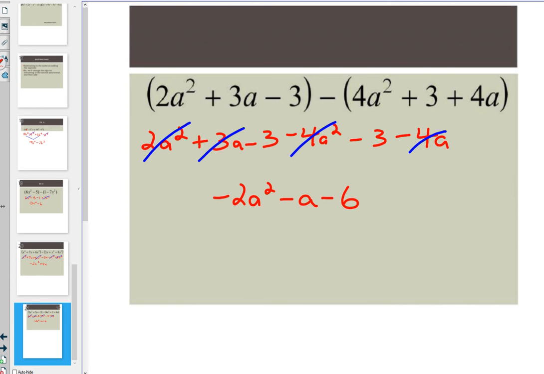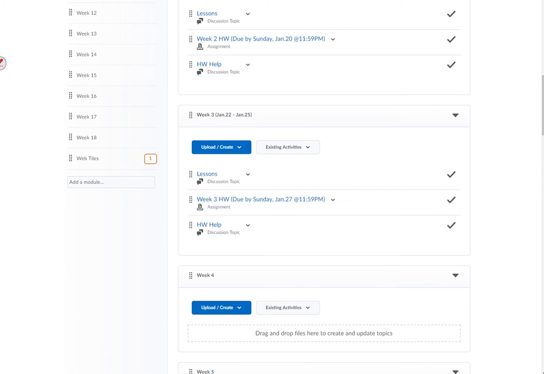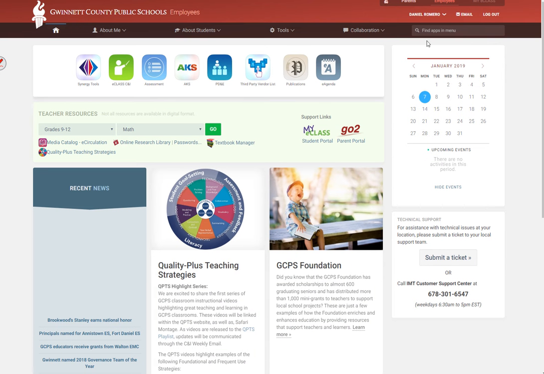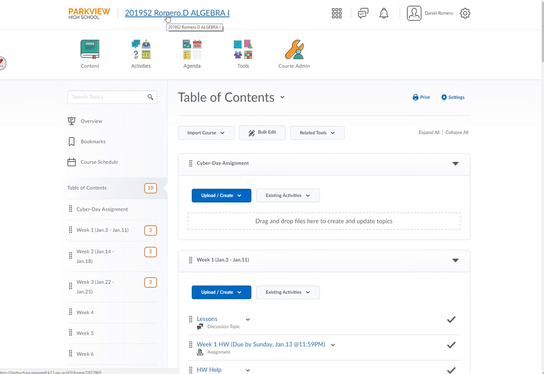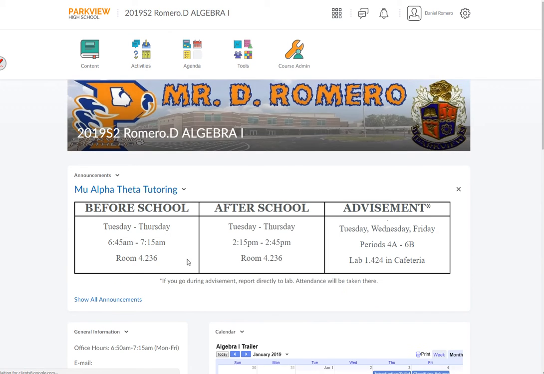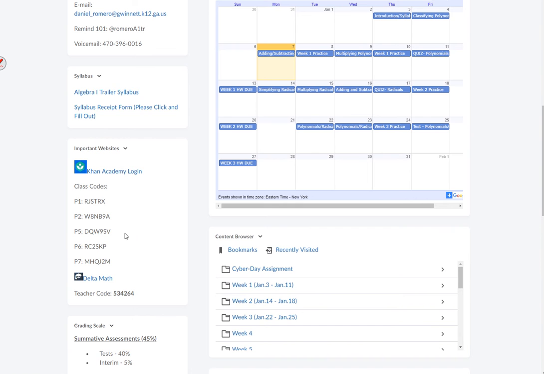So we're going to, if you go to my e-class page, everybody, go ahead and just sign into your Gwinnett account. This is my Gwinnett account. This is for employees. Yours doesn't look exactly the same, but it's similar. Assuming I can find enough content, your assignments this semester are going to come from two sites, Khan Academy and Delta Math. Since your first assignment is on Khan Academy, that's the first one we're going to work on.